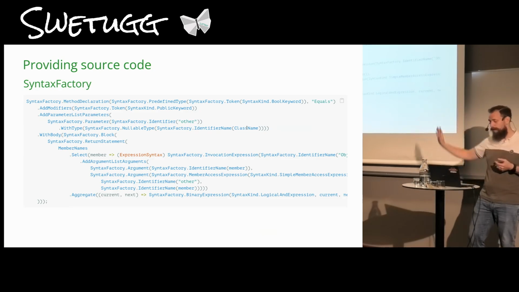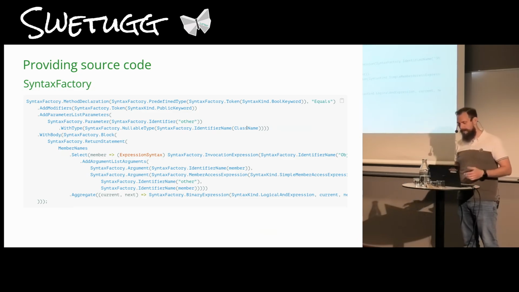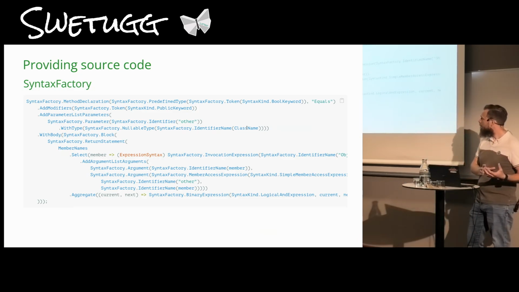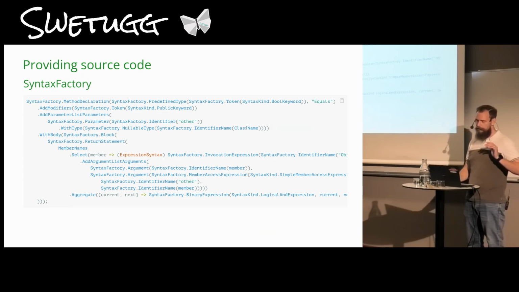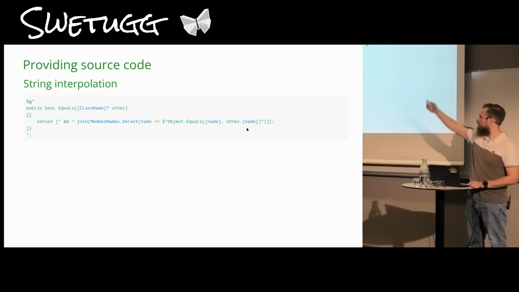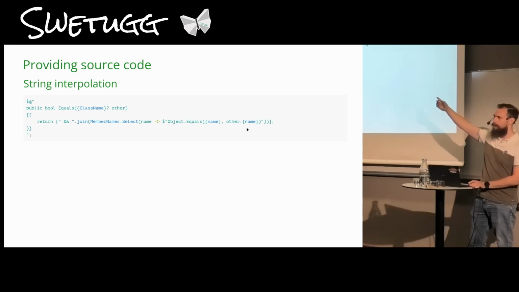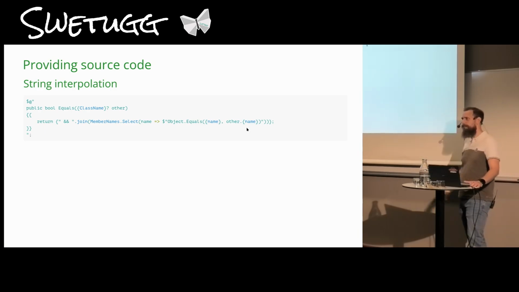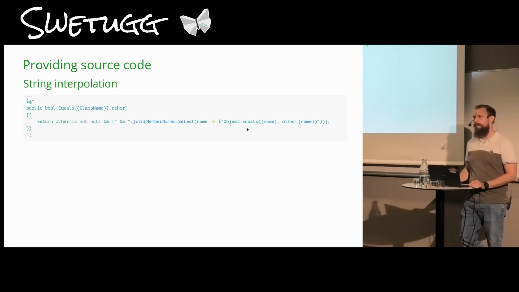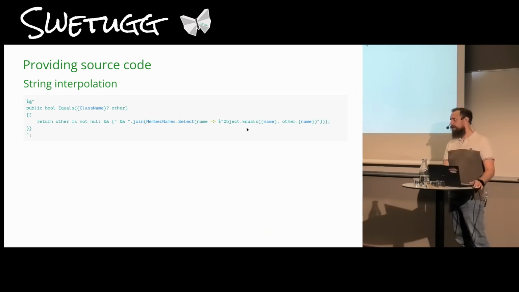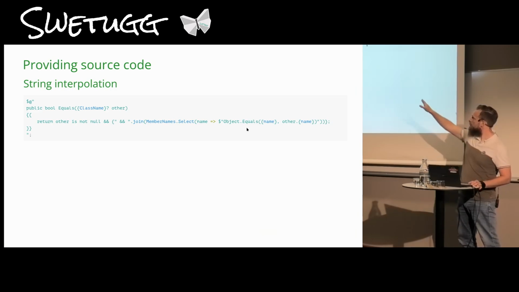So I don't like this. Yes, it's type safe, but it's also impossible to read. So I usually just go for string interpolation. So this is the same code. Can you tell me the bug now? Well, there's a null pointer exception in here. It's a lot easier to spot when you can see it like this.